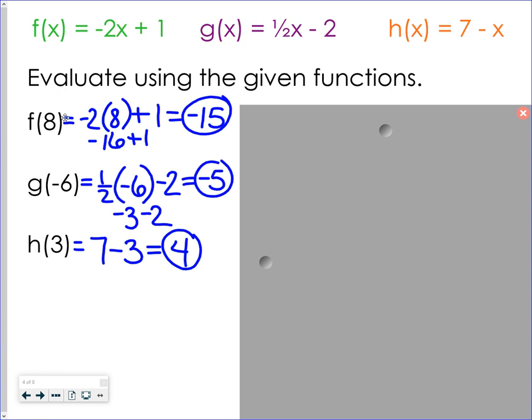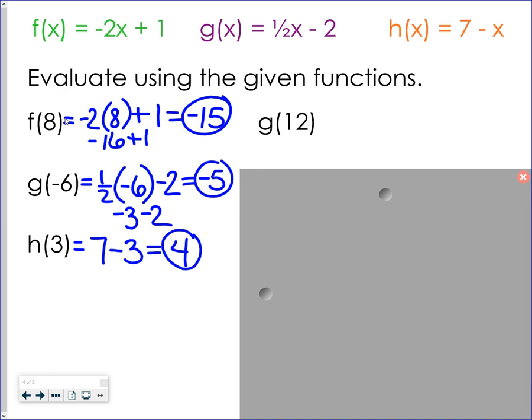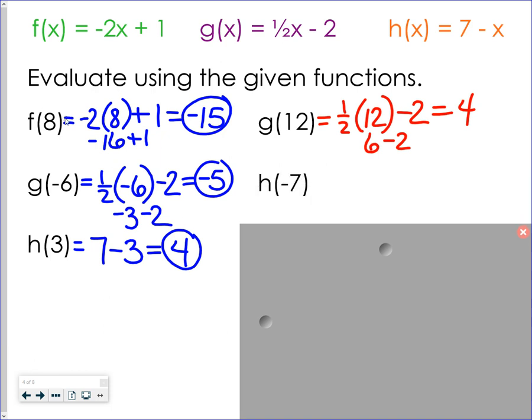Then I've got a couple more here. G of 12, I would have 1/2 times 12 minus 2. So 6 minus 2 would be 4 for that answer. H of -7, so I would have 7 minus -7. So be careful there because that's not going to be 0. We could do a keep change here. That's actually going to be 14 for our answer.